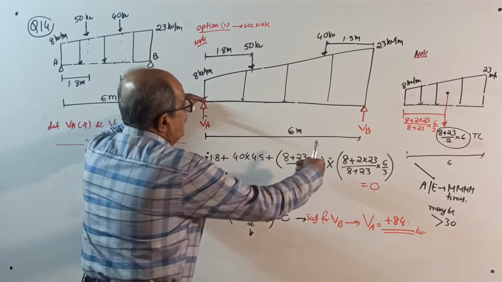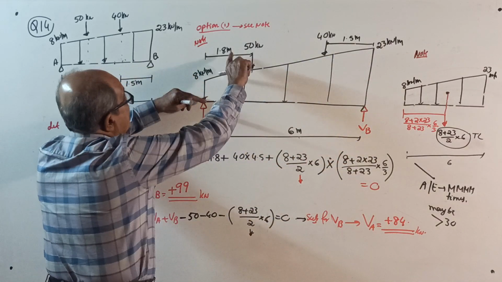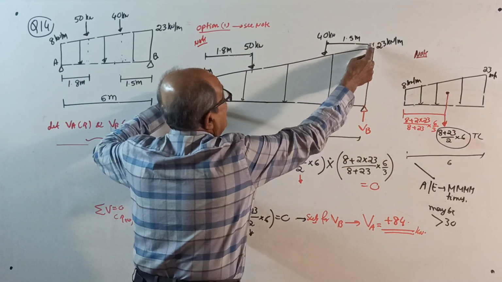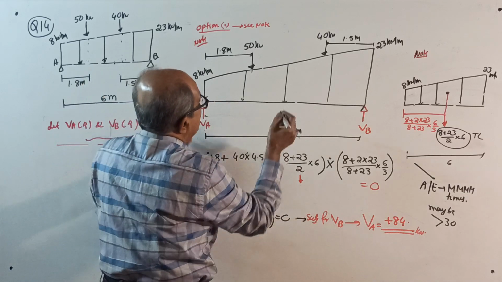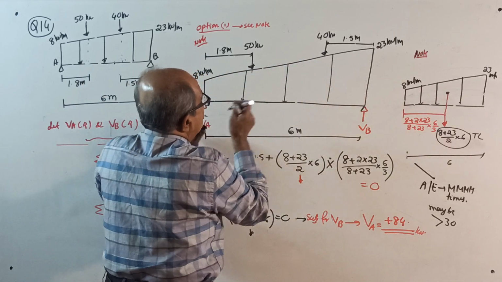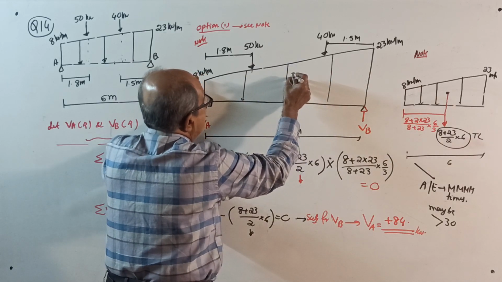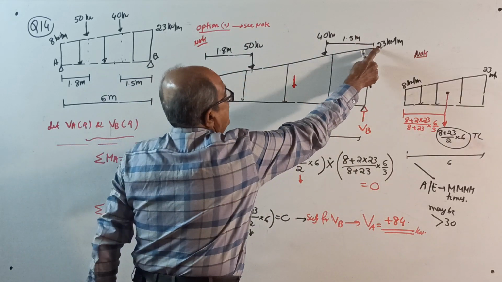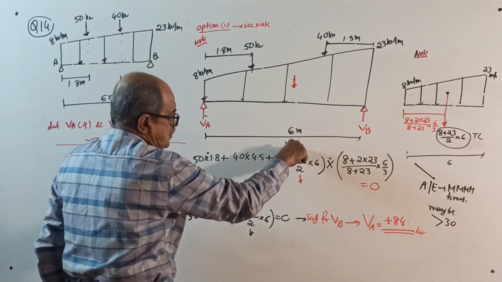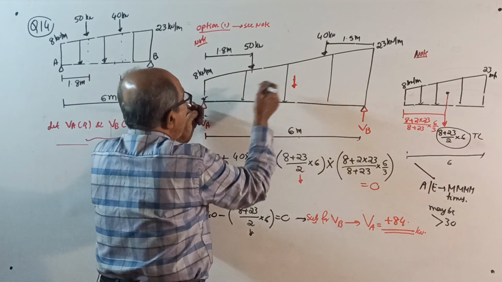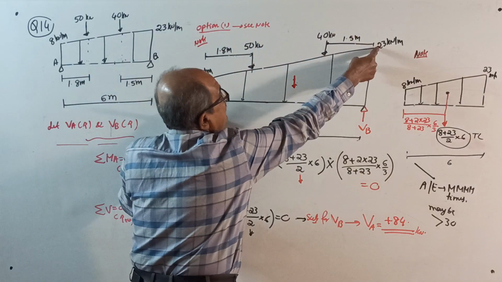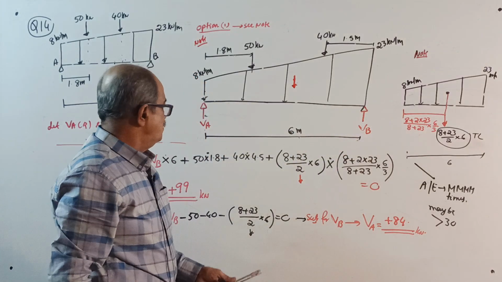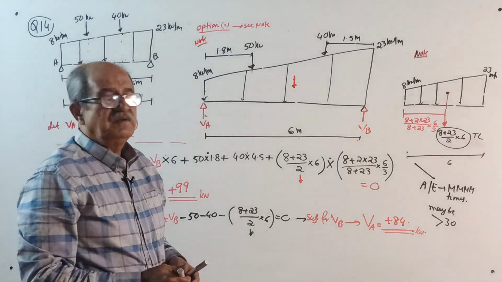Okay, start now. Minus VB into 6 plus first point load 50 into 1.8, 40 into from 6 subtract 1.5, 4.5. Now make a note here. Entire trapezium. So you write here full trapezium. This is the resultant load, total load. The total load equal to 8 plus 23 divided by 2 into 6 is the total load into from here to here is 8 plus twice of 23 divided by 8 plus 23 into 6 divided by 3 equal to 0. You get the value of VB plus 99 kilonewton.